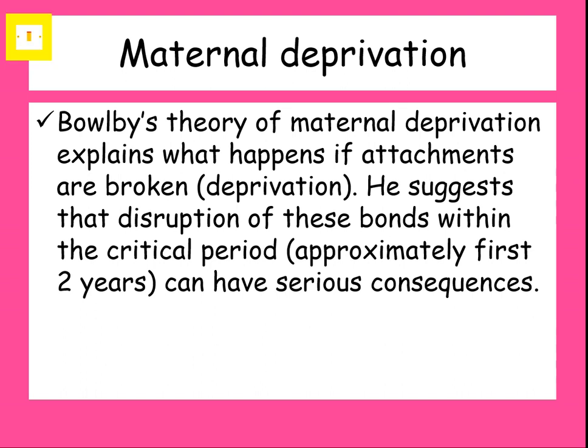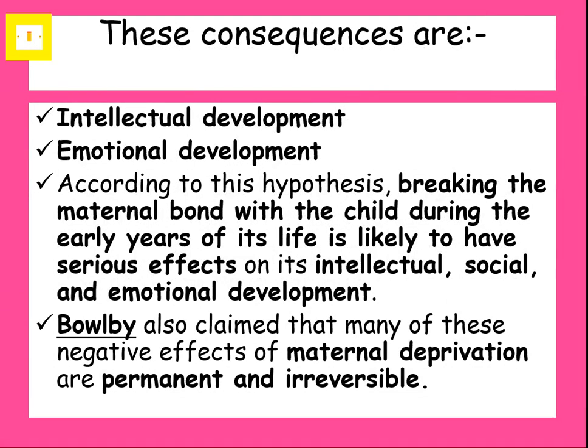If you remember, he stated in his original theory that the critical period, the sensitive period, is the first 2 to 2.5 years. The key thing you need to take from this is that he suggests that any disruption of the bonds within the critical period, the first 2 to 2.5 years, can have very serious consequences. Those consequences will be in several areas of the child's life.